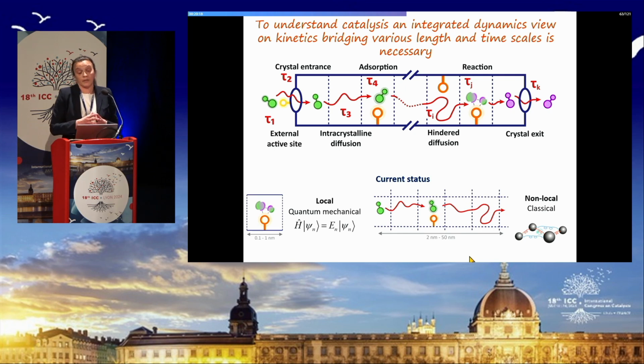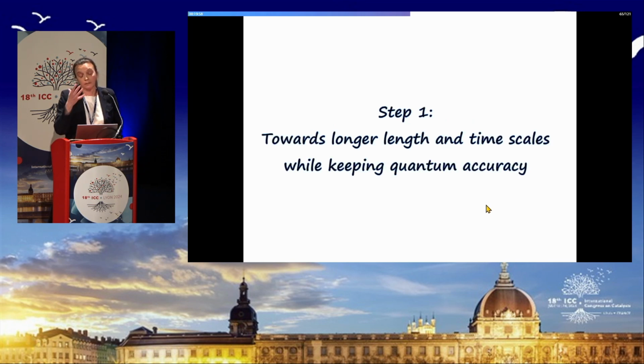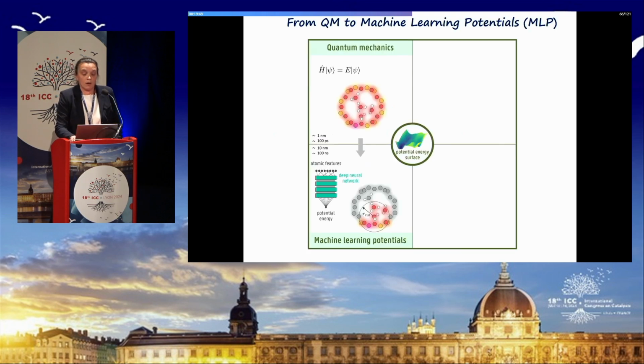Now, what is the current situation? Mostly, local events, like reactivity, are treated quantum mechanically because they are expensive, and diffusion, like transport, is treated with force fields. So now let's go beyond this. The first step that I want to show you is methods that allow us to go to longer length and time scales while keeping quantum accuracy. And of course, now I will go to the machine learning potentials. So I will take this vertical trajectory on this figure that I have already presented to you.